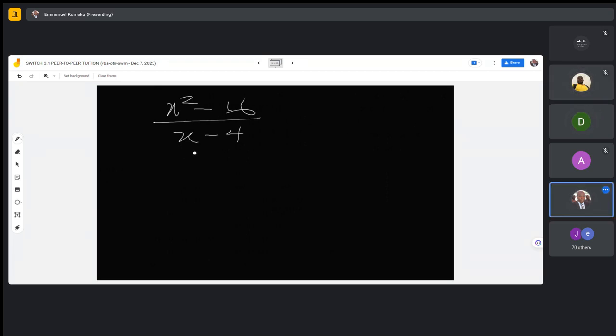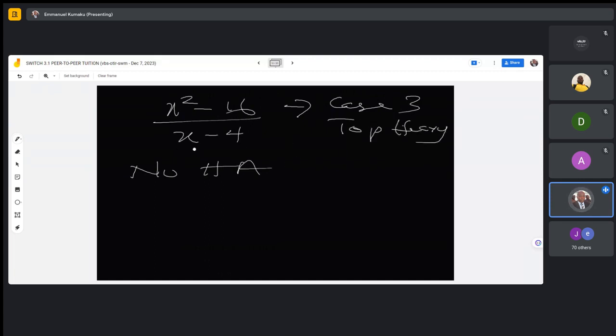Case 3 is top heavy. So there's no horizontal asymptote. But there will be an oblique asymptote, because the difference is 1.